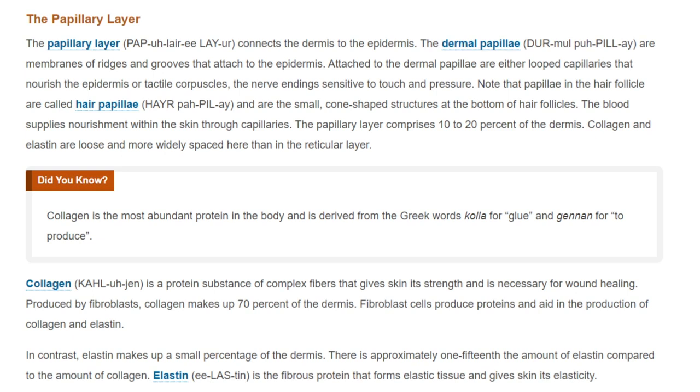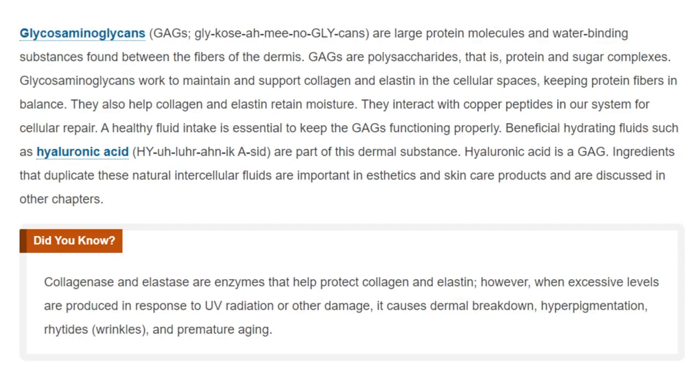In contrast, elastin makes up a small percentage of the dermis. There is approximately 1/15 the amount of elastin compared to the amount of collagen. Elastin is the fibrous protein that forms elastic tissue and gives skin its elasticity. Glycosaminoglycans are large protein molecules and water-binding substances found between the fibers of the dermis. GAGs are polysaccharides, that is, protein and sugar complexes.